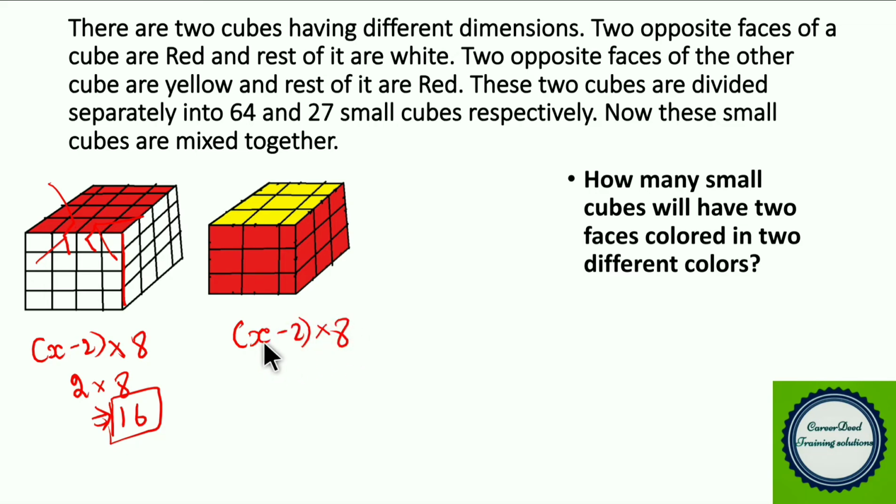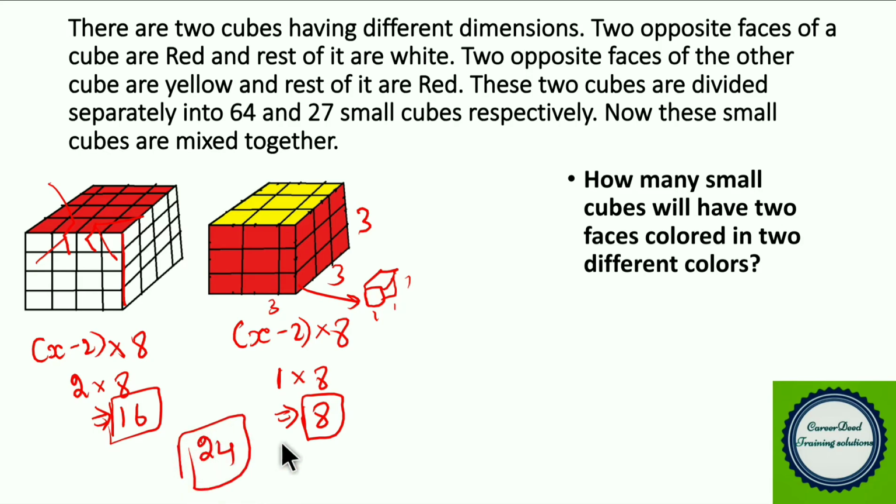Here the value of x is 3 by 1, because the side of the cube is 3 and the side of the smaller cube is 1, so we have to consider it as 1. So 3 by 1 you get 3. 3 minus 2 you get 1. 1 into 8 we get 8 only. So 16 plus 8 we totally get 24. So there are 24 such small cubes that will have 2 faces colored in 2 different colors.